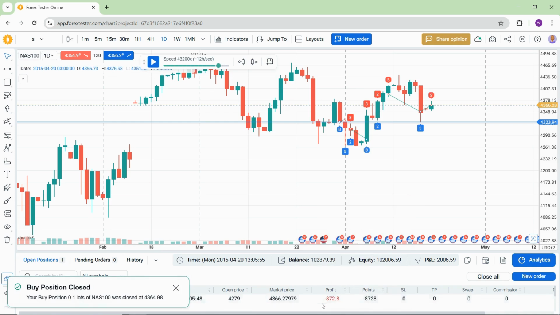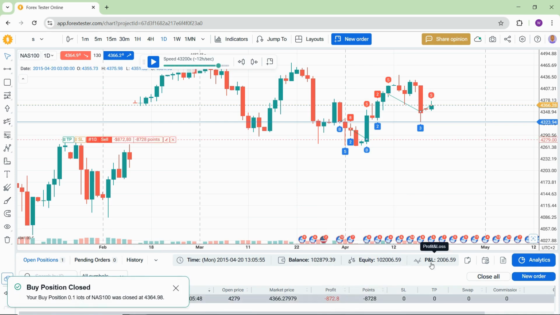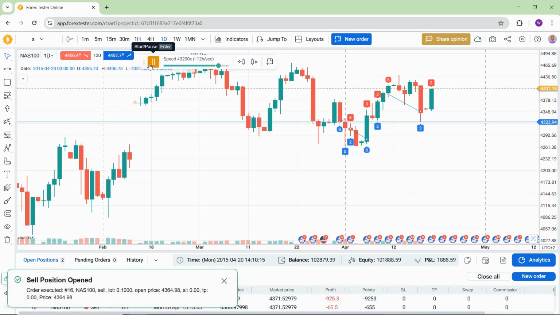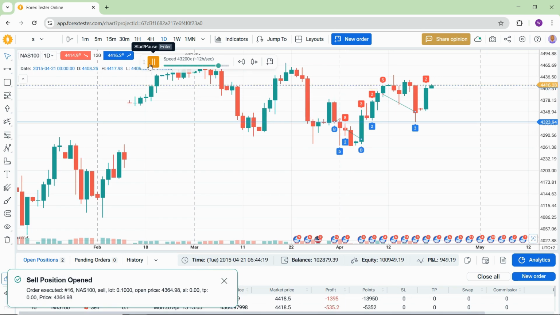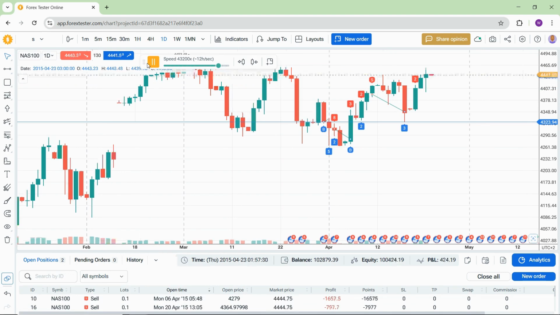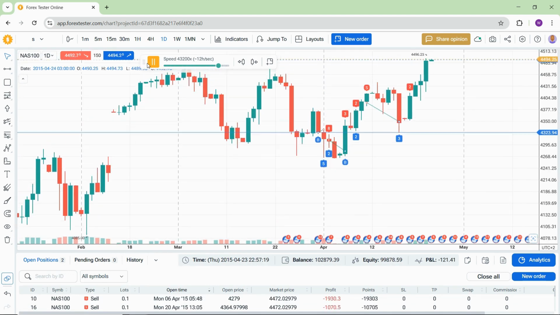And now if I want, I could just close that out and I'd still be in net gains. Okay, a P&L of $2,000 now, so 2%. But I don't want to do that. I'm going to add another short. And then if the market drifts a little bit more, I can add another one.